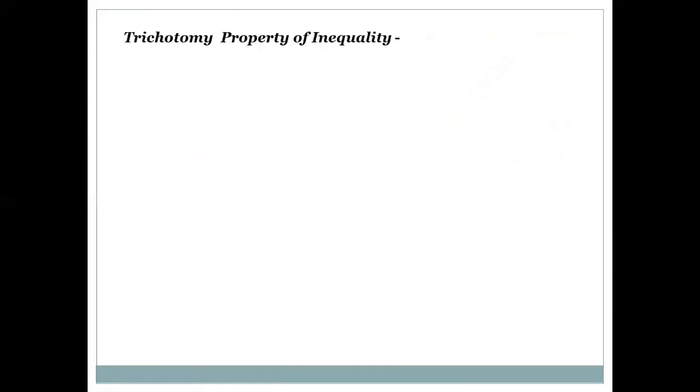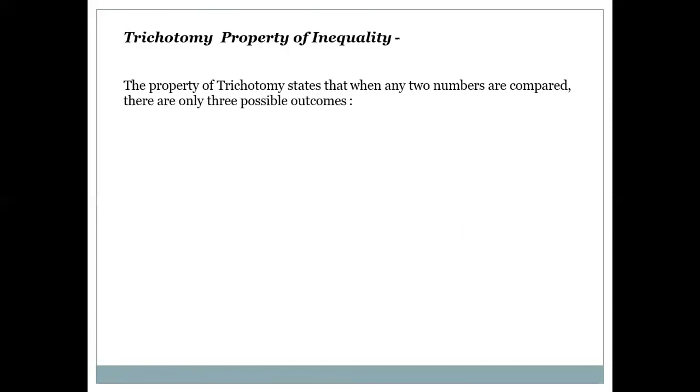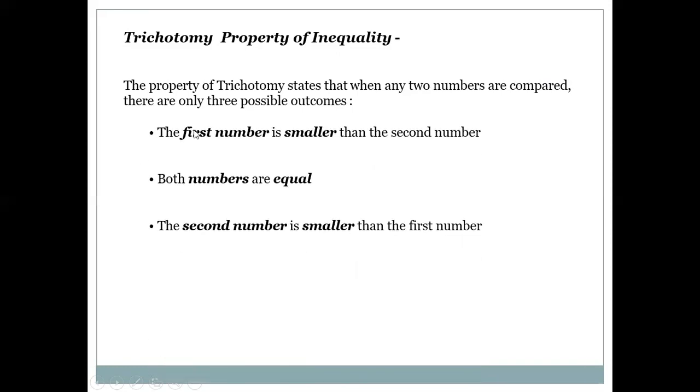Trichotomy property of inequality. The property of trichotomy states that when any two numbers are compared, if we have any two real numbers, there are only three possible outcomes. Three possible outcomes means the first number is smaller than the second number, both the numbers are equal, or the second number is smaller than the first number. Now, there is no fourth possibility. These three possible answers we can find. Otherwise, there is no fourth option.